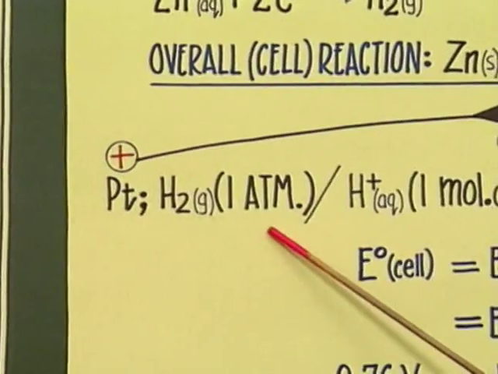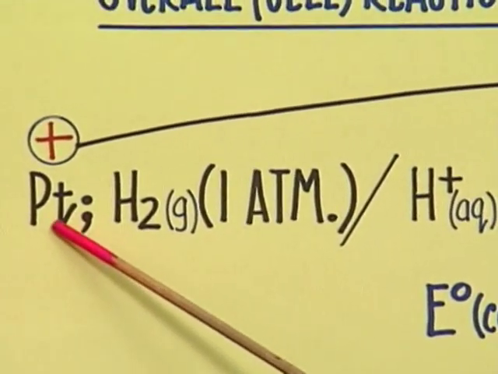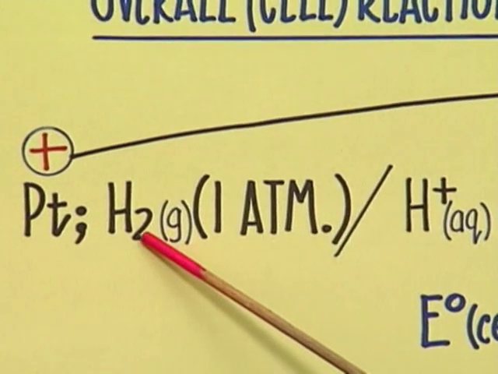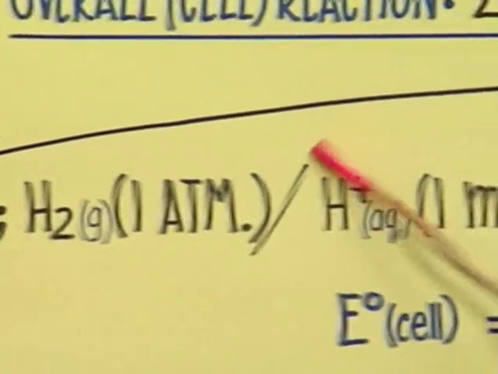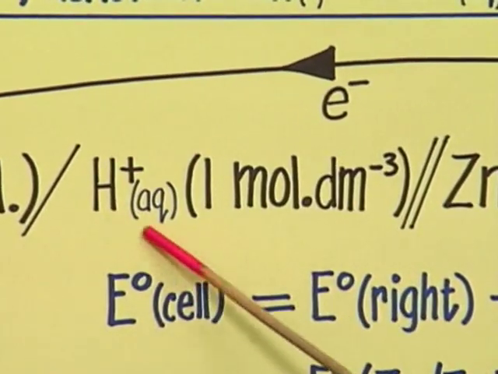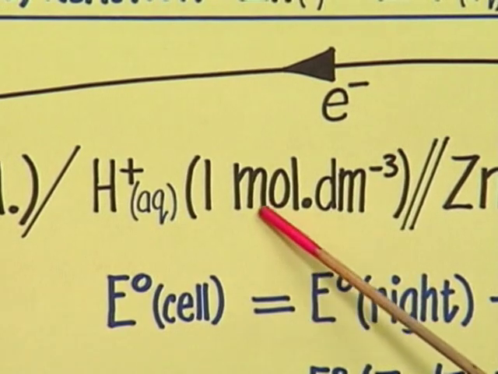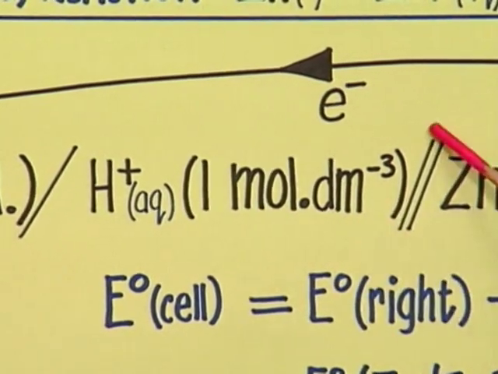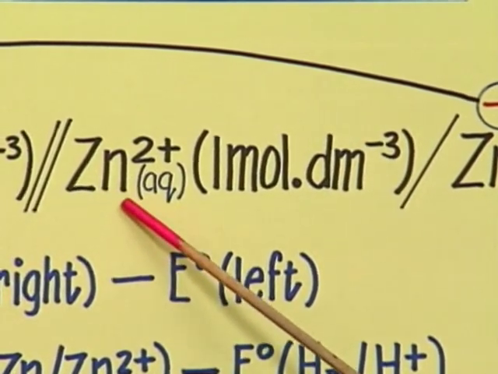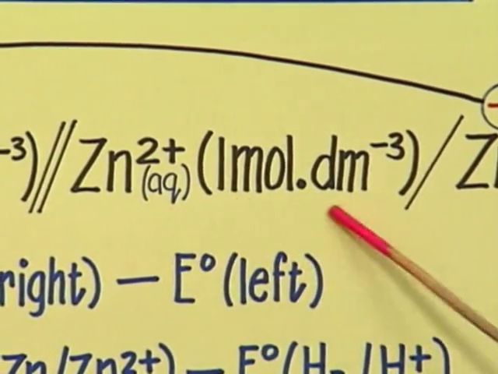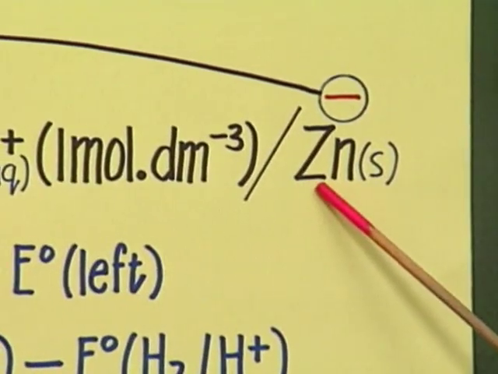This here is the symbolic representation of the same cell, where on the left we have the platinum electrode in contact with hydrogen gas at a standard pressure of 1 atmosphere. And this is in contact with the hydrogen ions at standard concentration conditions. And what is that? 1 mole per cubic decimeter. And that is in contact via the salt bridge with the zinc half cell, which consists of zinc ions at the same standard concentration of 1 mole per cubic decimeter in contact with the zinc rod.